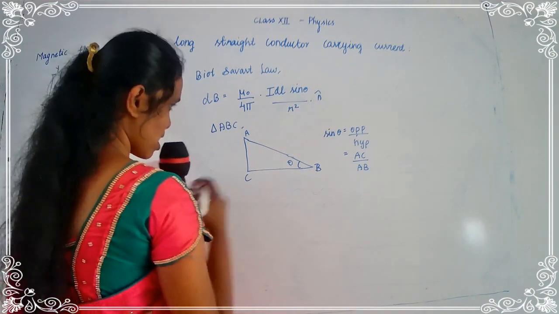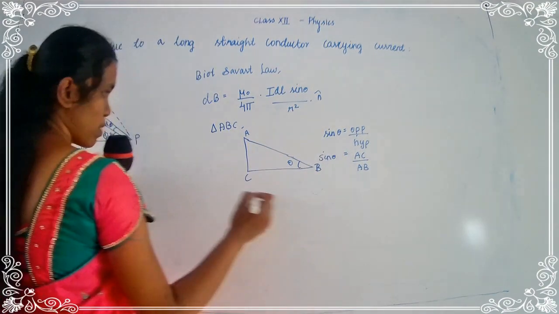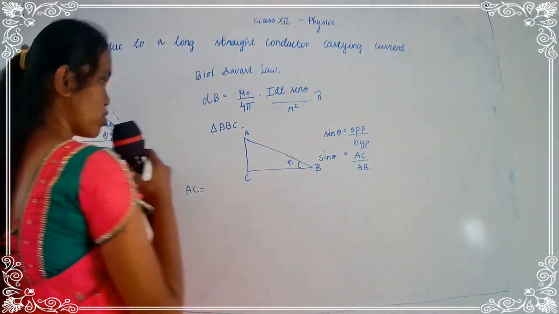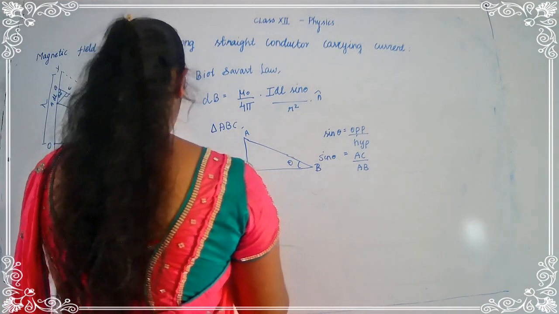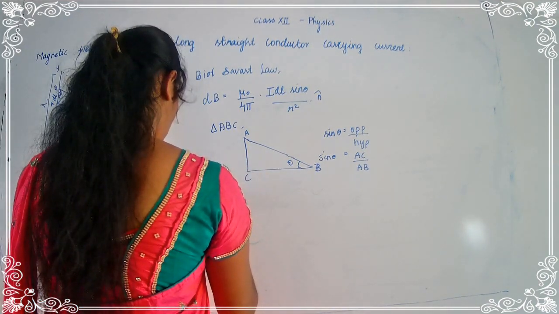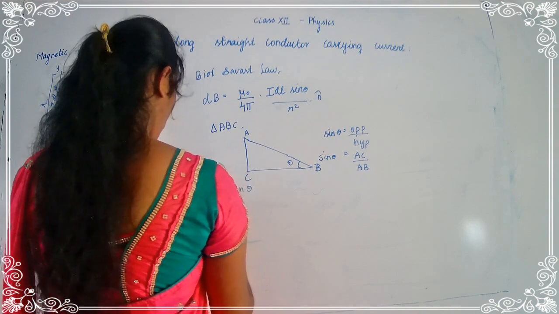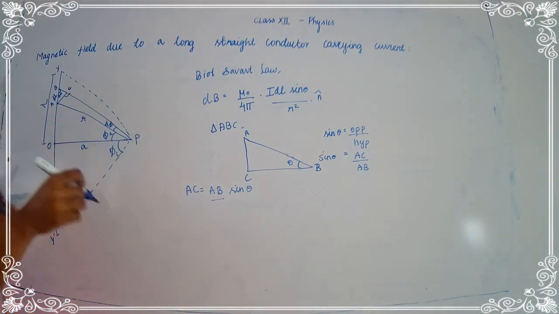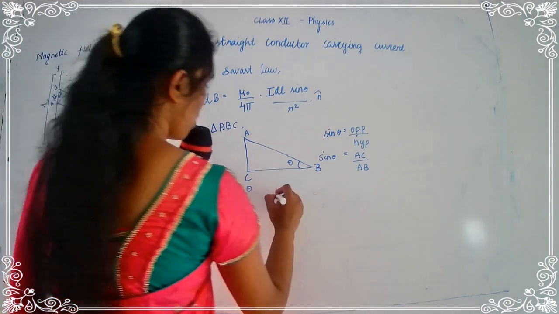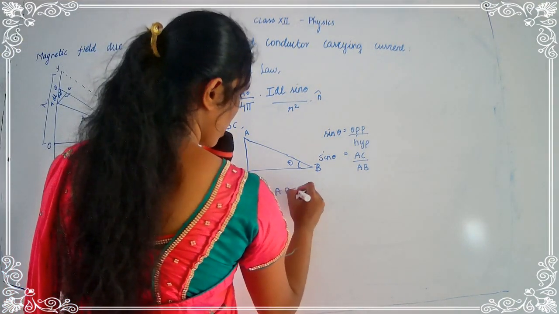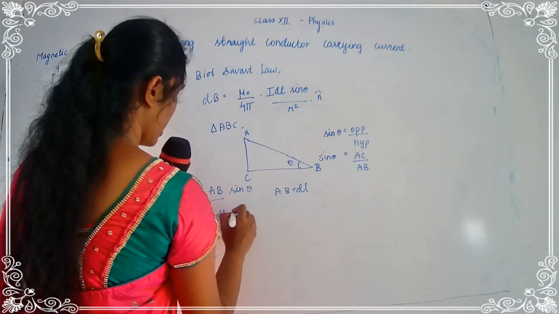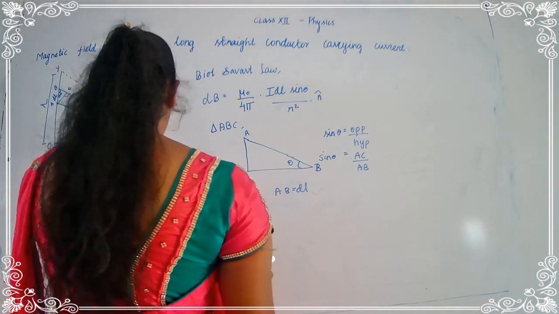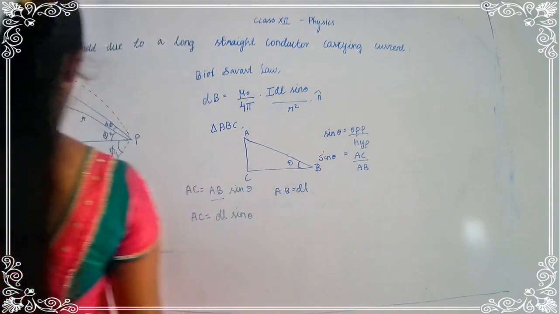Sin theta equal to AC by AB. So what is AC? AC is equal to AB sin theta. And what is AB? See the diagram. AB is dl. So AB equal to dl, so we are applying AC equal to dl sin theta. And from this triangle it is completed.